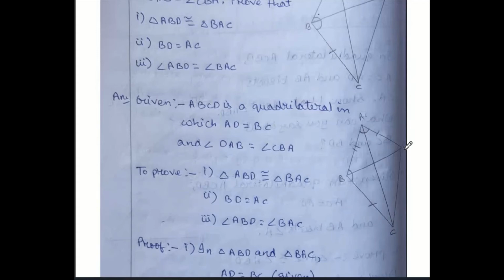This is your D. I hope it is clearly visible. ABCD is a quadrilateral in which AD and BC both are given equal. Angle DAB, that is this angle, and this angle, CBA, both are also equal. Then to prove: first, triangle ABD and BAC both are congruent. Second this one, third this one. Now let us go for the proof.